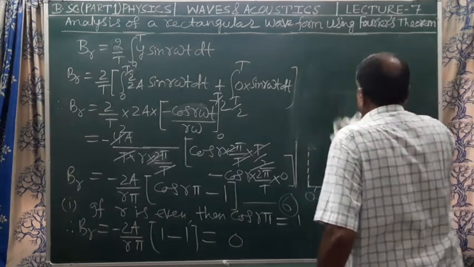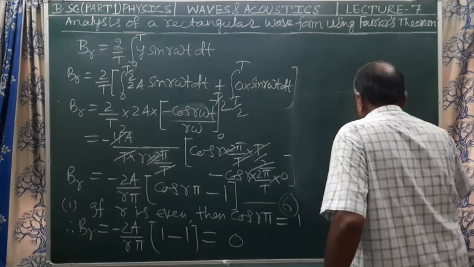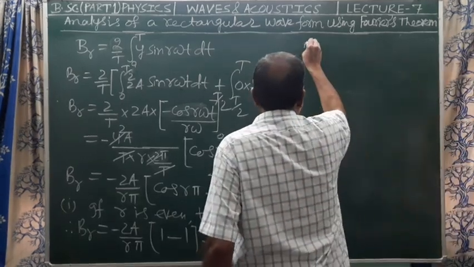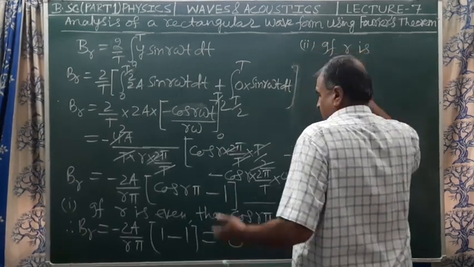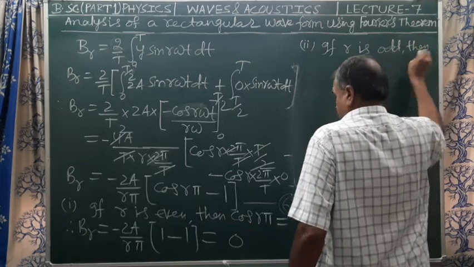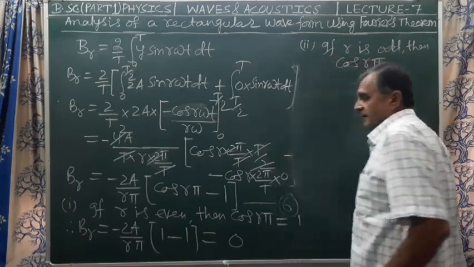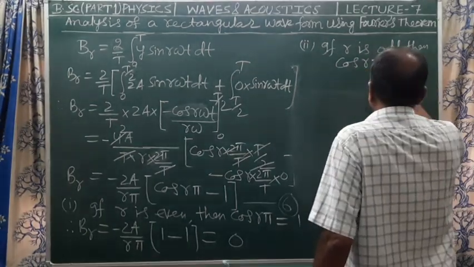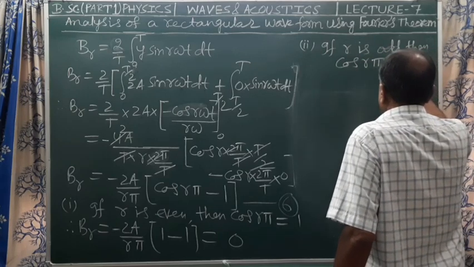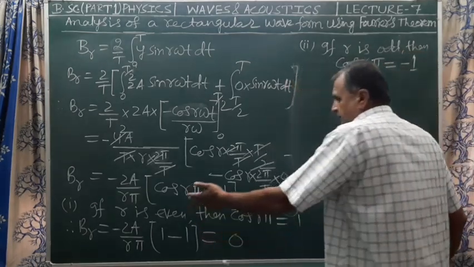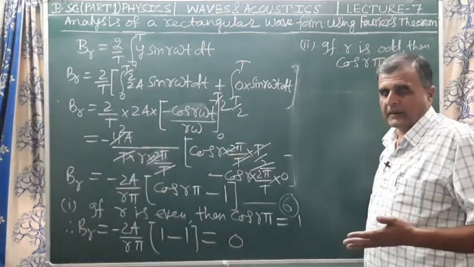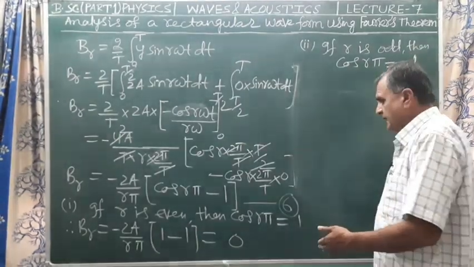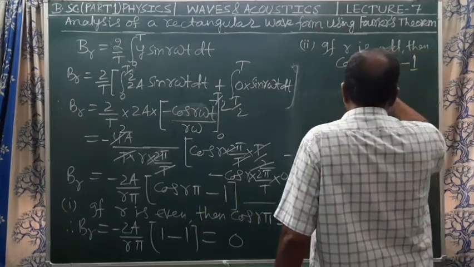So now, the even values of small r. In the second situation, if r is odd, then cos r pi, that is cos pi, cos 3 pi, cos 5 pi, all have the value -1. So when the value of r is odd, cos r pi will be -1. When r is even, that is cos 2 pi, cos 4 pi, cos 6 pi, cos 8 pi, all will have the same value, 1, in that situation. Therefore Br equals 0. But if r is odd, then cos r pi is equal to -1.